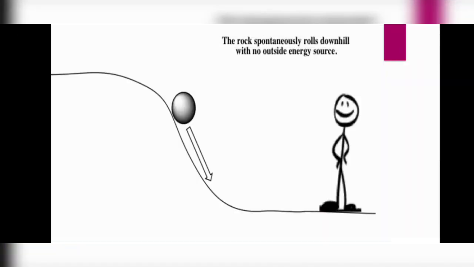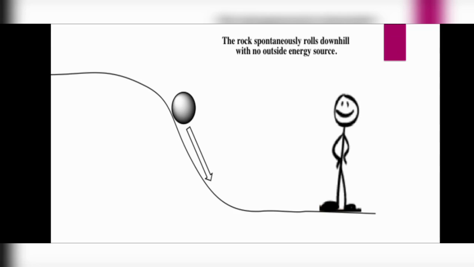Now if you consider another example, the rock spontaneously rolls downhill with no outside energy source. That is, this rock will roll downhill without any external support, isn't it? So this process is a spontaneous process, and you can see this is unidirectional. The rock by itself won't go back to its initial position. Someone has to take it to the top. Otherwise it won't go by itself to the top of the hill. It will only come from top to bottom. It can't go from bottom to top. So they are all unidirectional processes. All naturally occurring processes, whether chemical or physical, tend to proceed spontaneously in one direction only. So all naturally occurring spontaneous processes are unidirectional.